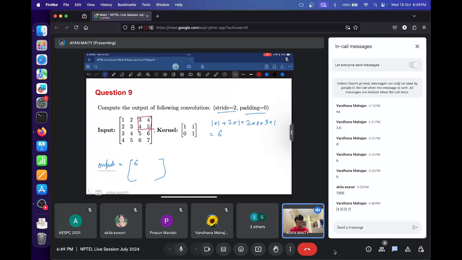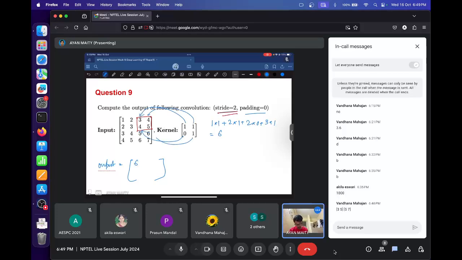If this was stride 1, then the next 2 by 2 window would have been different. With stride 1, the next 2 by 2 window would have been this, but we have stride equals 2 here. So the next 2 by 2 window would be this one. So with stride 2 we will go to the next 2 by 2 window, which is this red box. Now we will do the pointwise multiplication again.